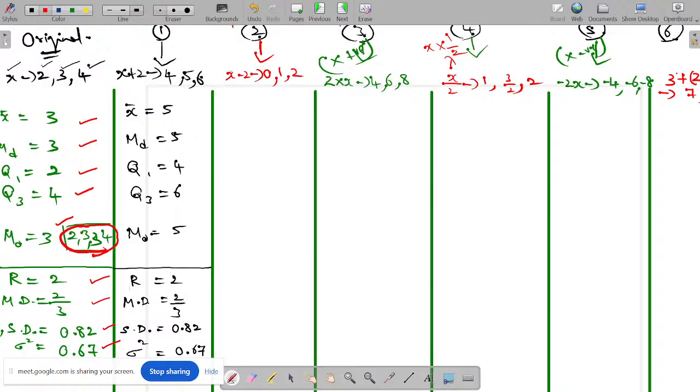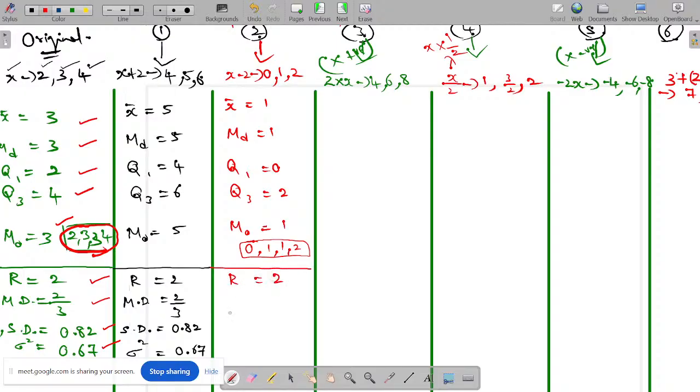Yes. For the second case, x minus 2 values: x bar 1, median 1, quartile 1, quartile 3, mode. So what you did was 0, 1, 1 and 2, right? So you got it as, then range, mean deviation, standard deviation, sigma square.